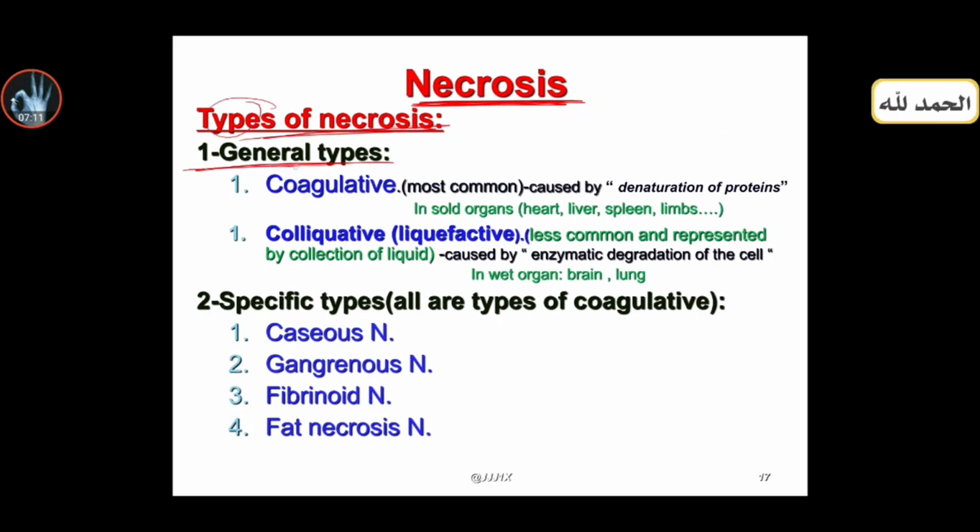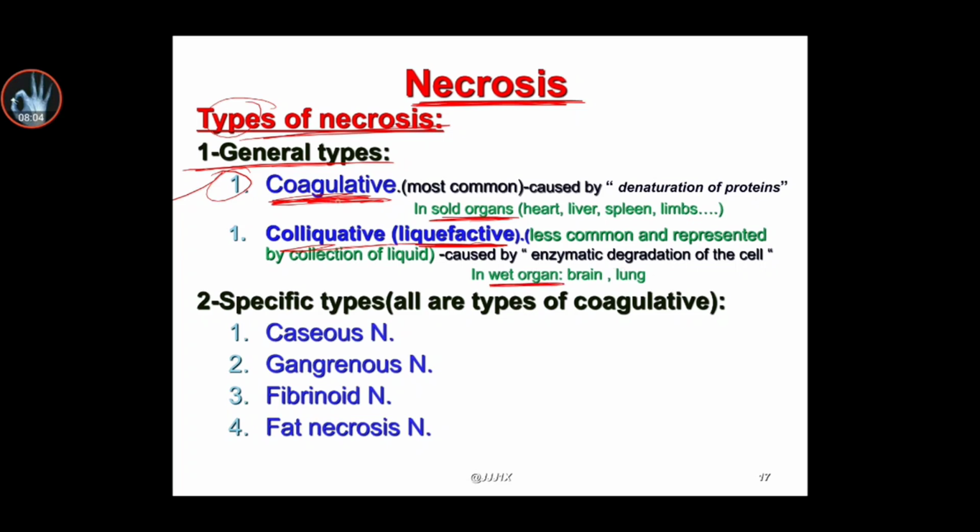The types of necrosis. We have two general types of necrosis. One of them is called coagulative, and the other is called liquefactive. The coagulative is the most common necrosis, and it happens in solid organs. And liquefactive necrosis is less common and occurs in wet organs.